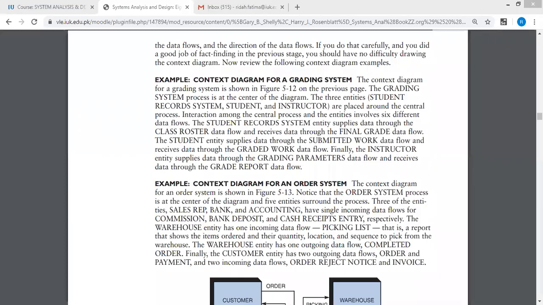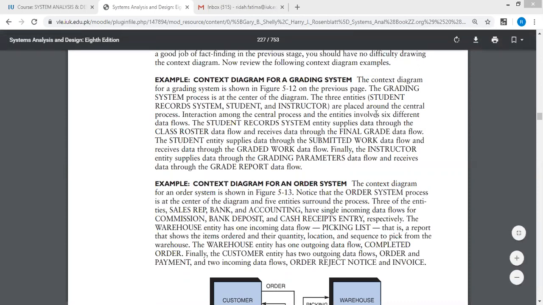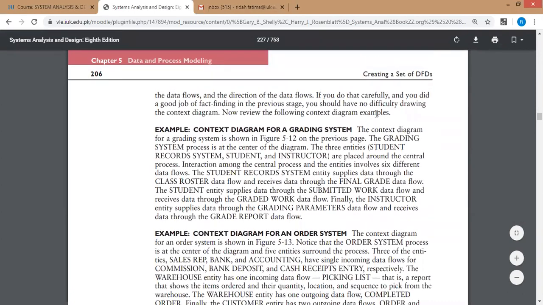Now, the second part of this recording is about how to make a data flow diagram. We have studied the basics of a data flow diagram in the previous recording. To make a data flow diagram, it is important to understand the scenario. On the screen, you can see two scenarios. These two scenarios are present in your book, Systems Analysis and Design by Shelly, on page number 206.